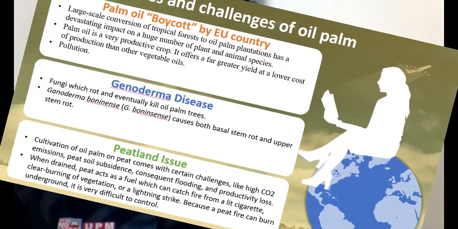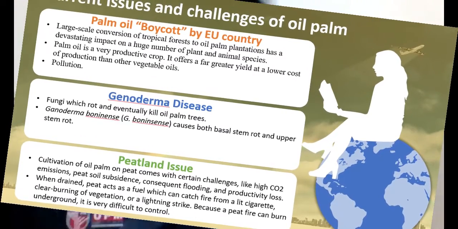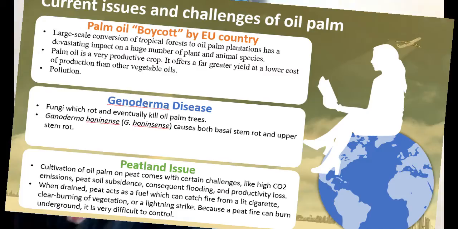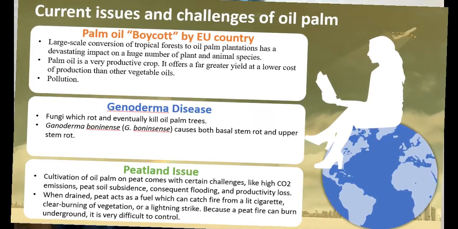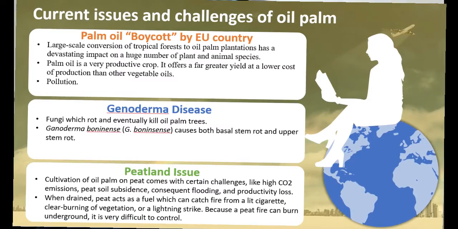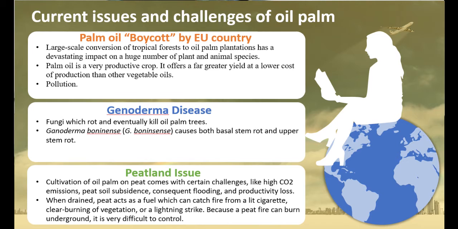Okay, and then secondly is about Ganoderma disease. Ganoderma sp. is actually a fungus that has been a long-term issue until now, but there is no solution that can kill Ganoderma, because we don't know when it will grow, because the effect can be seen only when the oil palm has matured.